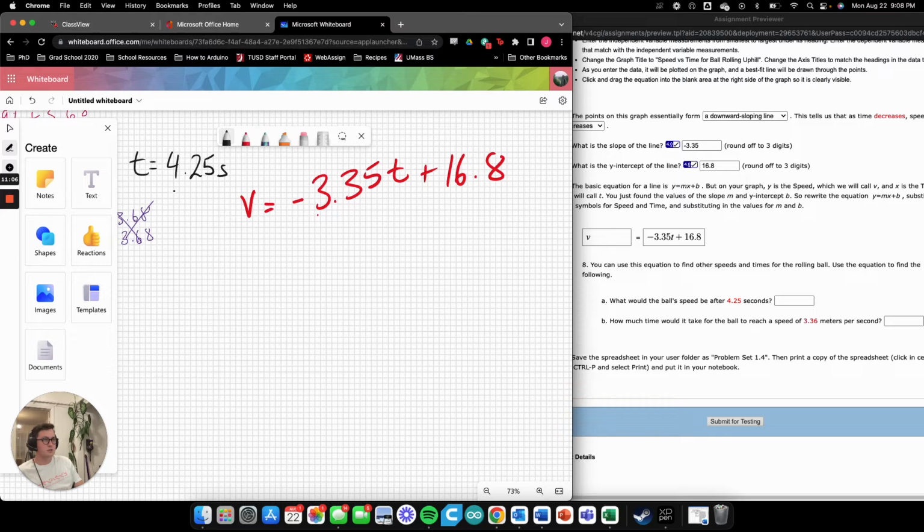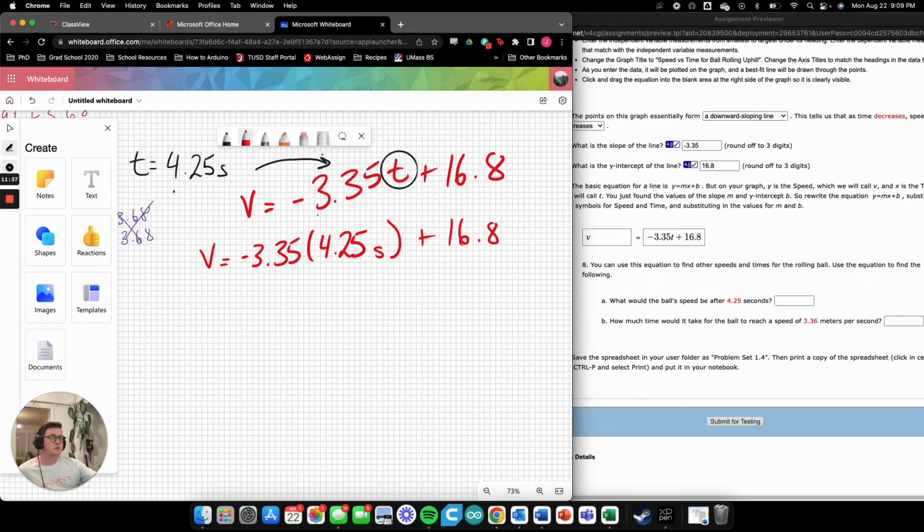Okay, so we're going to take that t and plug it in over here for this one. So we're going to replace this t with that t. So rewrite the equation with the new number plugged in. V equals negative 3.35 times 4.25 seconds plus 16.8. Okay, so we're going to multiply these together first.